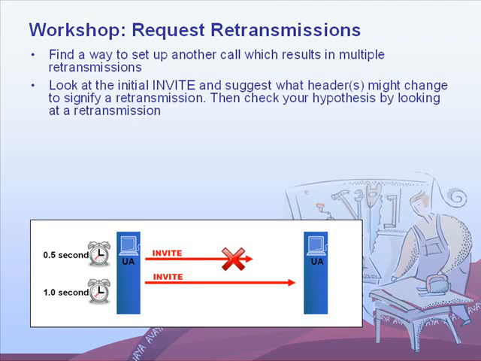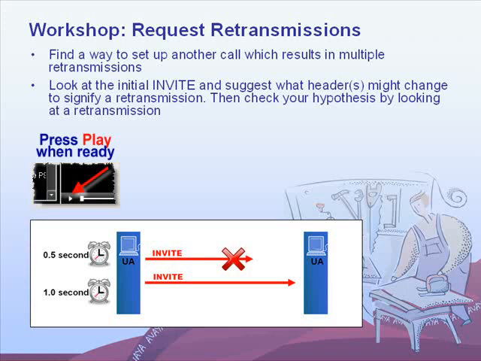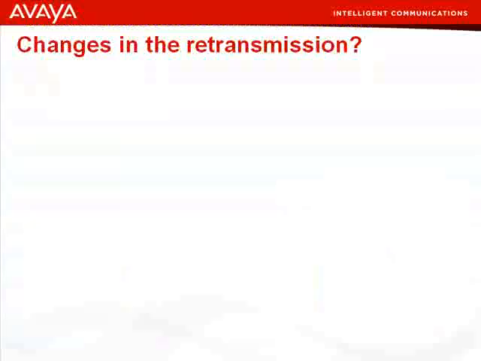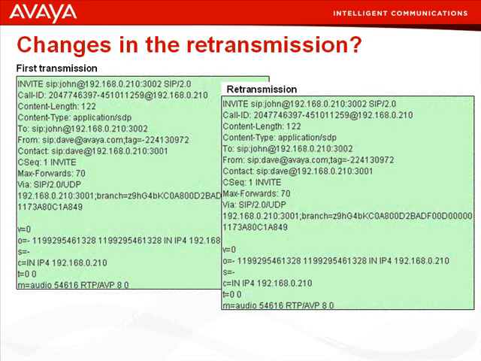Next, take a look at just the initial invite request, not the retransmissions just yet, and look for the header or headers you think might change to signify a retransmission. Once you've come up with your hypothesis, then take a look at the retransmitted request and check things out. So what differences did you find between the first transmission and the retransmission? There are only a couple of headers we haven't looked at yet together.